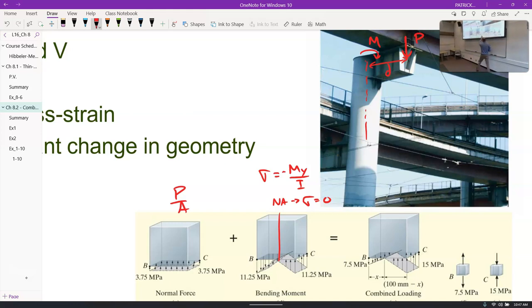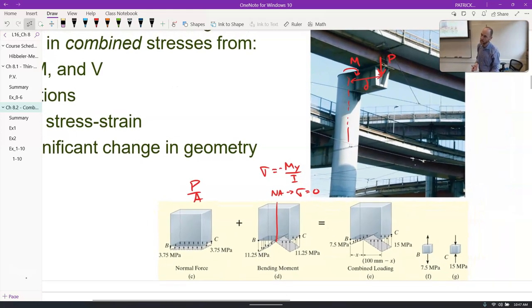Opposite side, you've got compression and compression. So those are added: 3.75 and 11.25, you get our 15 megapascals. And then it's just a linear function between those. So it varies linearly from 7.5 tension to 15 megapascals. Questions on that example?